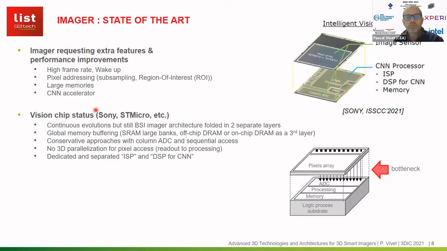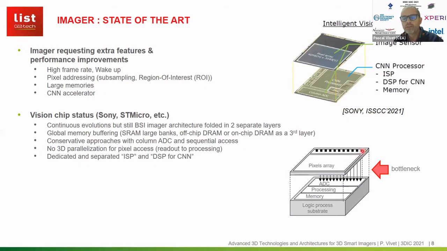So people are now moving to have CNN accelerators. This is an example of what Sony is doing today. Again, we have the same kind of thing with a pixel array, a direct connection on the bottom, and a computer vision or CNN processor.